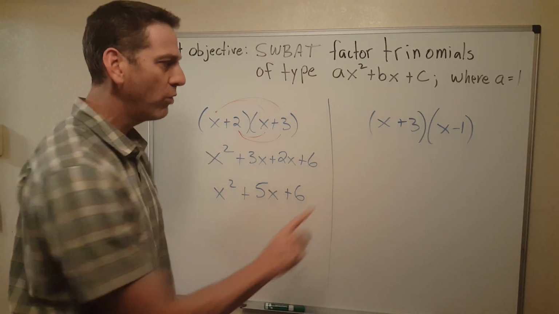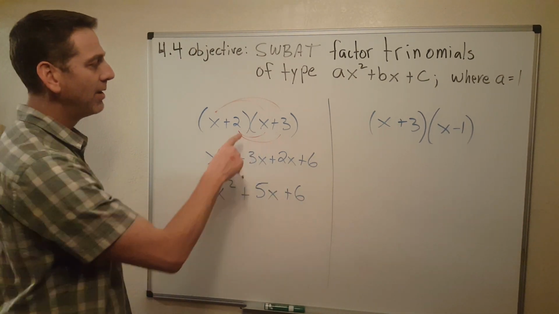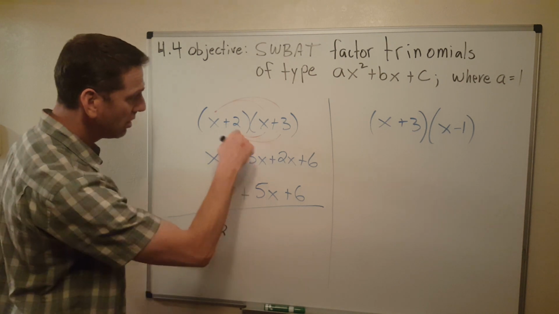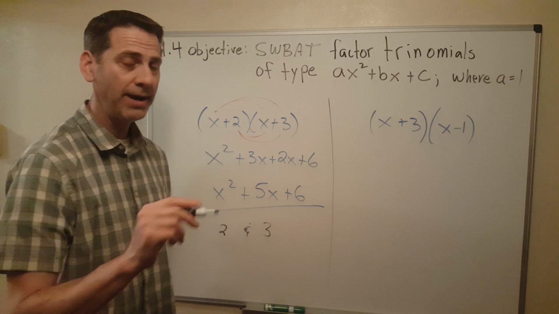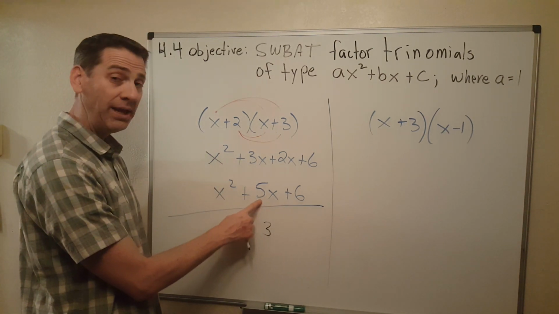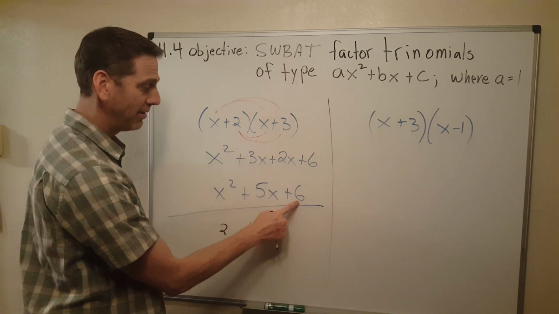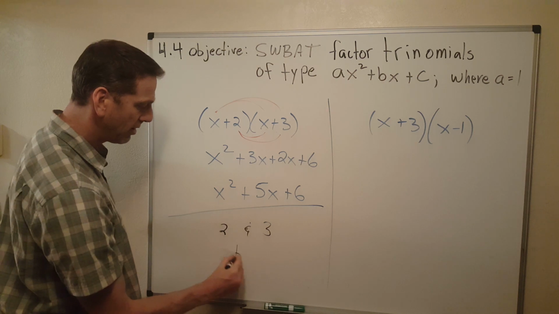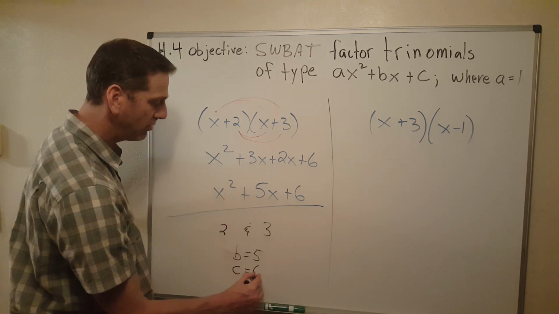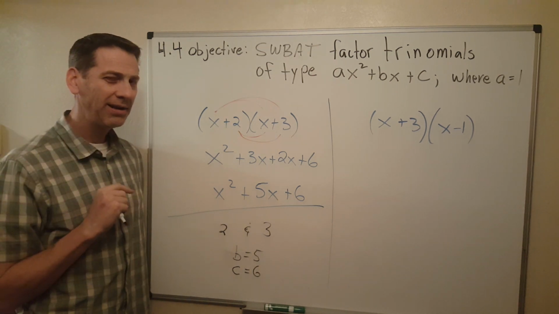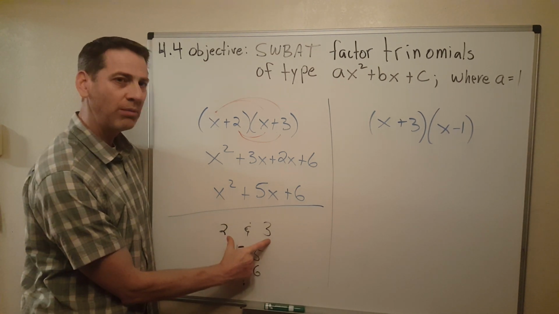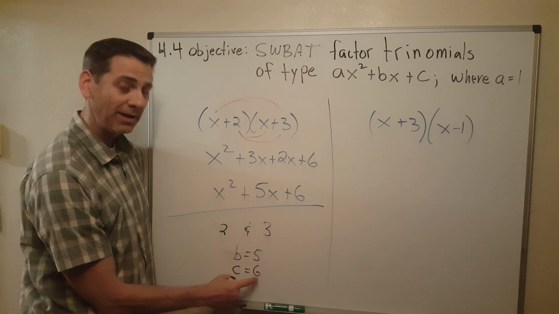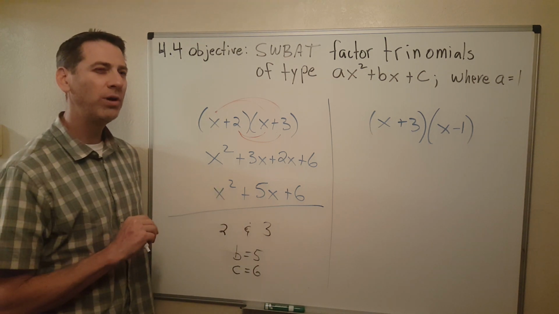Okay, before we go into this other problem, I want you to take a look at something. My two numbers here are 2 and 3, right? So I'm going to write that here. So 2 and 3 are my two numbers. Now, let's look at our B and our C. B equals 5, and C equals 6. I want you to see if you can see a relationship between these two numbers, 2 and 3, and this 5, and this 6. You might want to pause the video and see if you can come up with the relationship.